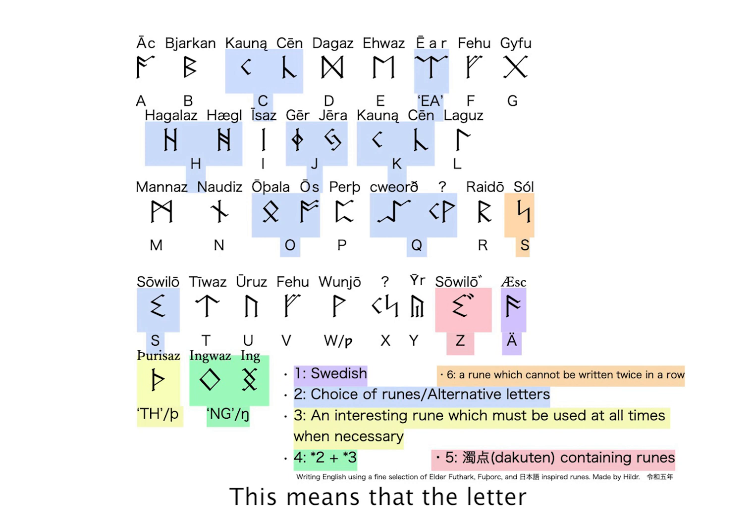New category, Swedish. This means that the letter is for Swedish use. New category, an interesting rune which must be used at all times when necessary. New category, a mixture of the alternative runes plus an interesting rune which must be used at all times when necessary. New category, dakuten containing runes. And the last category, a rune which cannot be written twice in a row.